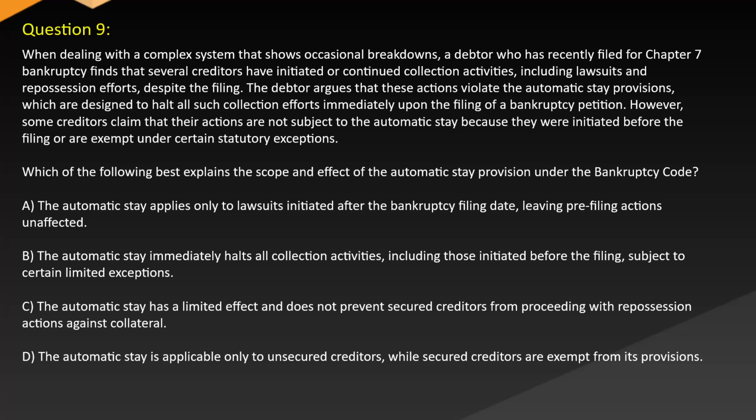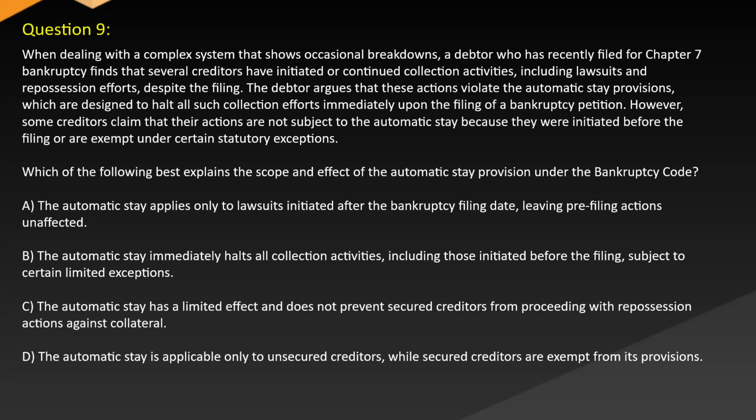Question 9. When dealing with a complex system that shows occasional breakdowns, a debtor who has recently filed for Chapter 7 bankruptcy finds that several creditors have initiated or continued collection activities, including lawsuits and repossession efforts, despite the filing. The debtor argues that these actions violate the automatic stay provisions, which are designed to halt all such collection efforts immediately upon the filing of a bankruptcy petition. However, some creditors claim that their actions are not subject to the automatic stay because they were initiated before the filing or are exempt under certain statutory exceptions. Which of the following best explains the scope and effect of the automatic stay provision under the Bankruptcy Code?